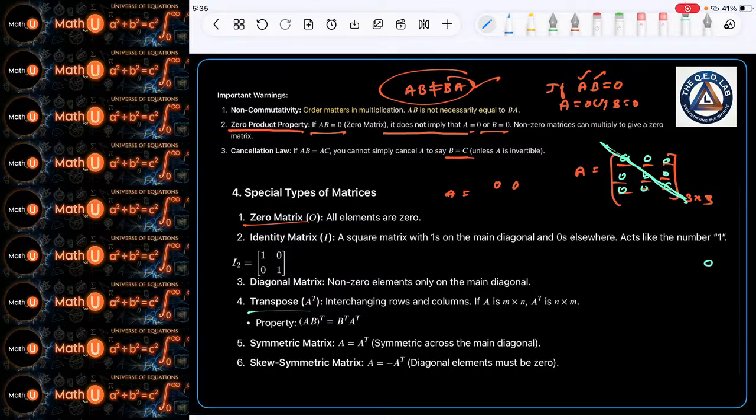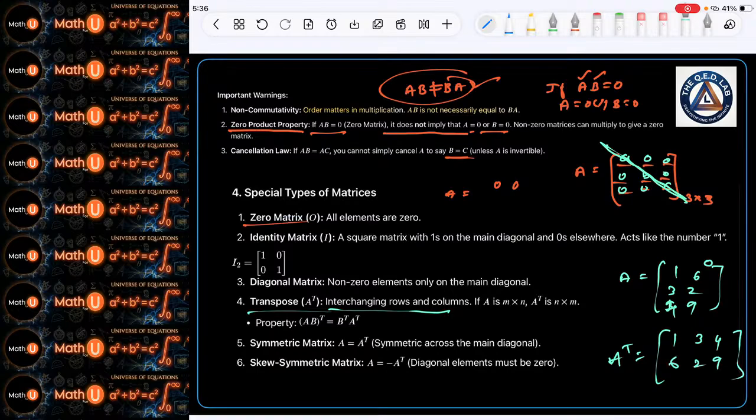Okay, next, transpose of the matrix means interchanging rows and columns. Such a matrix is the transpose of a matrix. For example, take a matrix 1 6 3 2 4 9. What is the transpose of this matrix? Interchange the rows and columns. I will write the first column as the first row, 1 3 4, and the second column as the second row, 6 2 9. Interchanging rows and columns, we get the transpose of the matrix.